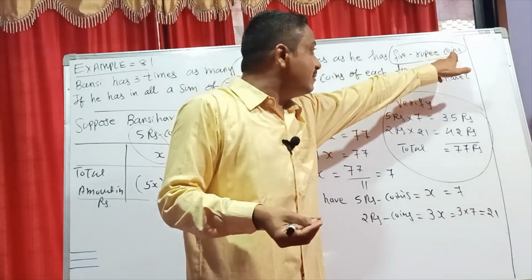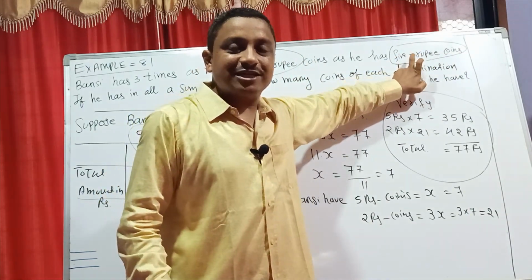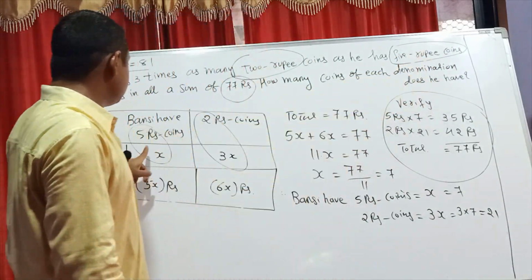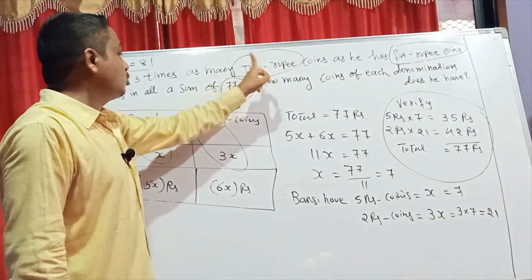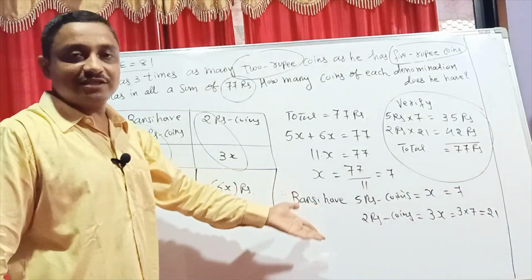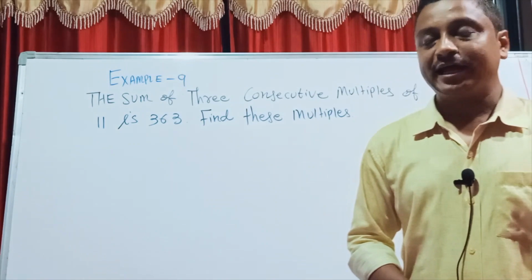Students, always read the backside statement. And in the backside statement, for 5 rupees coins I just suggest x, and 2 rupees coins is 3x. It's a very easy sum. Yes, now students, I continue.